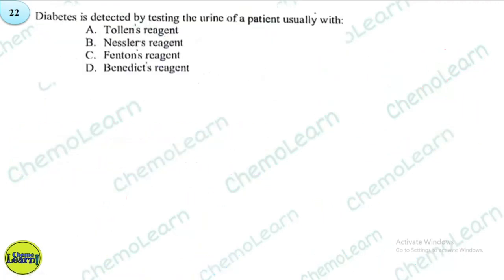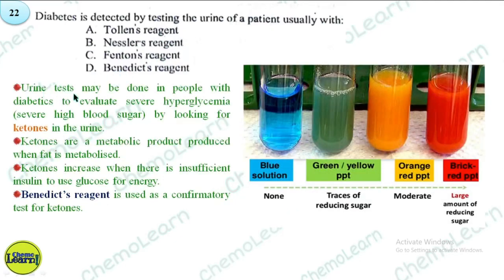Question number 22. Diabetes is detected by testing the urine of a patient, usually with Tollens reagent, Nessler's reagent, Fenton's reagent or Benedict's. The urine test may be done in the people with diabetes to evaluate severe hyperglycemia, that means severe high blood sugar, by looking for ketones in the urine. We have to find out whether it contains ketones or not.